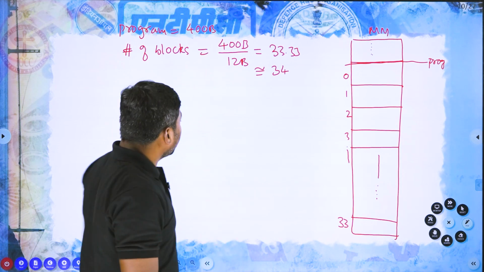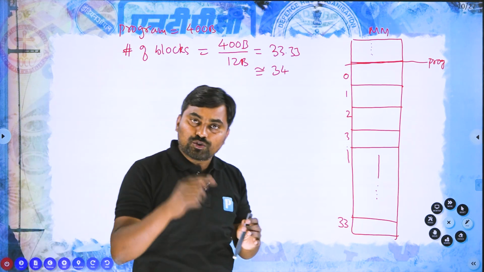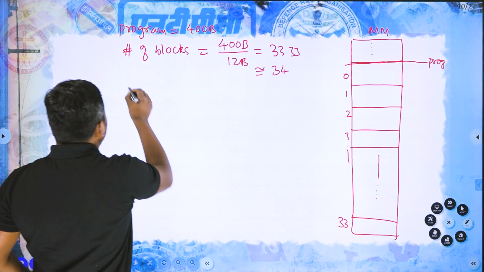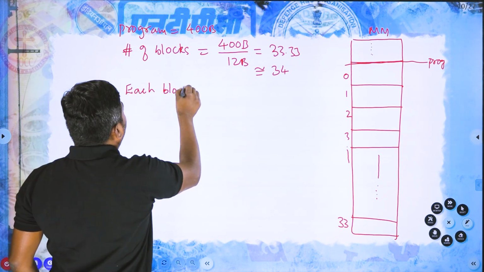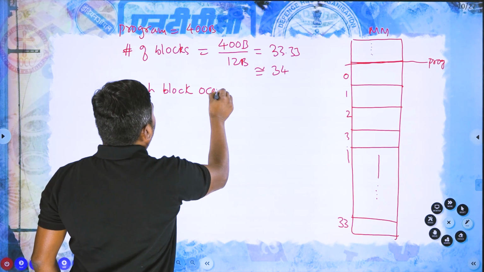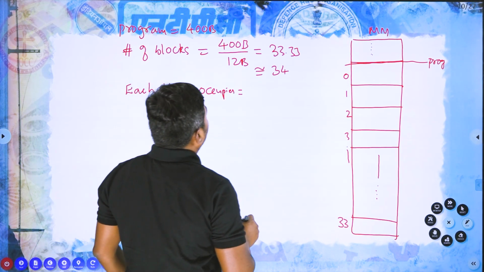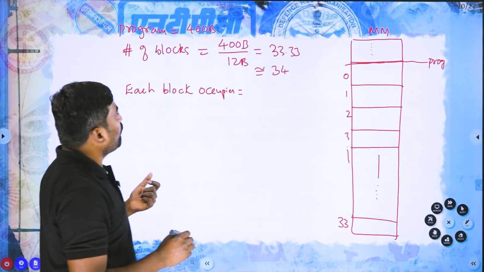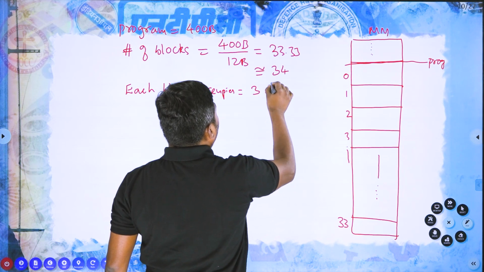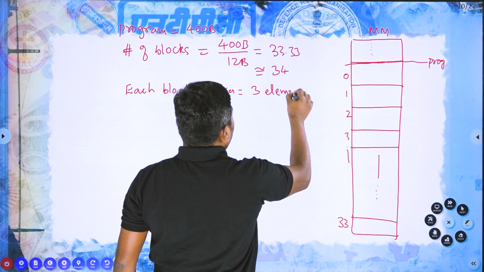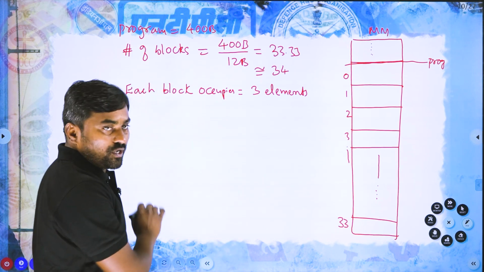Fine. So how much data does each block store? Each block stores 12 bytes. And also we need to understand how many elements each block occupies. Each element takes 4 bytes. If you divide 12 by 4, 3 elements are there. I hope you're getting my point. Each block can occupy 3 elements, that you have to understand.